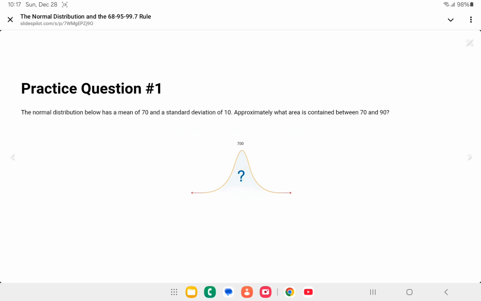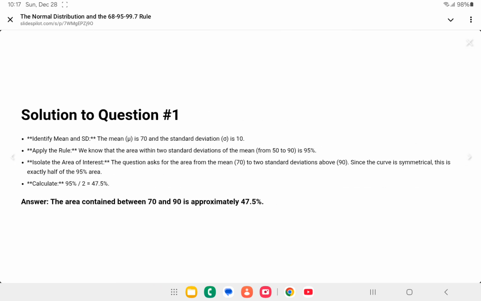Question number 1. The normal distribution below has a standard deviation of 10. Approximately what area is contained between 70 and 90? In this question, we know that the population mean is equal to 70 because it's in the center of the distribution. We also know from the question that one standard deviation is equal to 10, and we can see this because each interval goes up by 10.